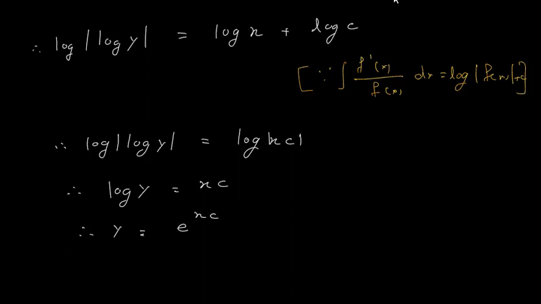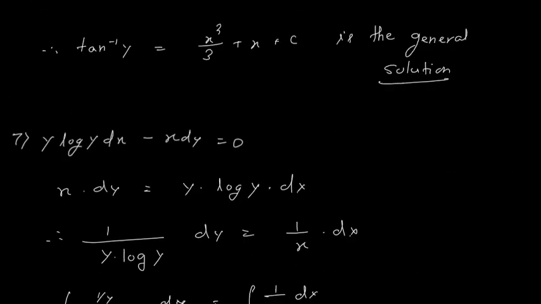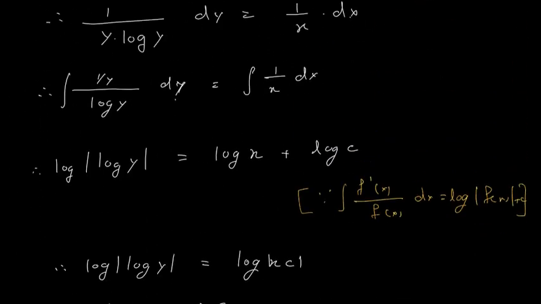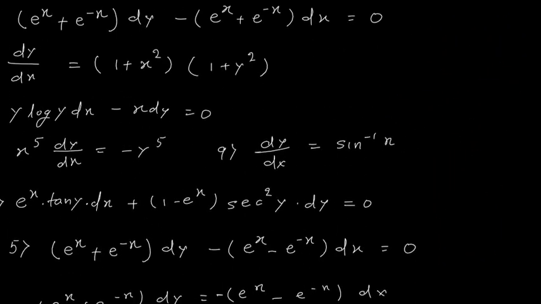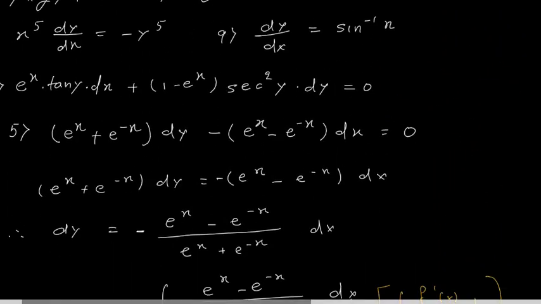Now keep in mind how we remove this log term. When I remove this log, here it becomes e power xc. This is the property, or we can say that by using definition of logarithm. So y is equal to e power xc is the general solution, or is the required general solution. This is our problem number 7. Now next problem number 8.